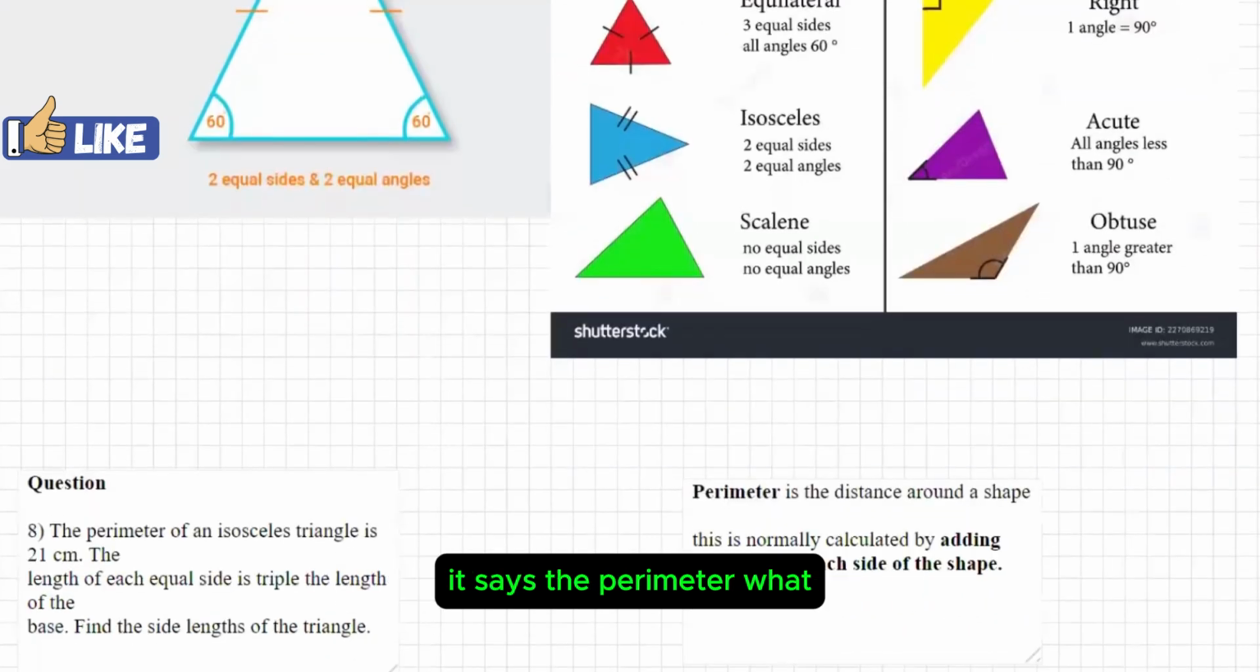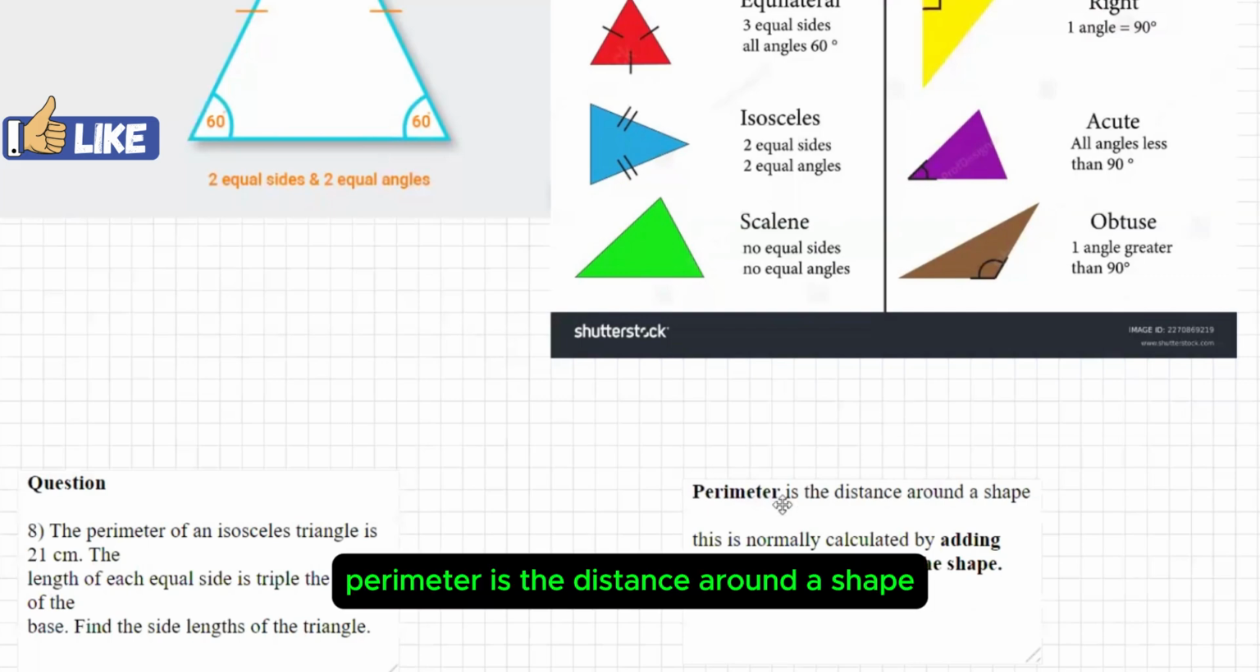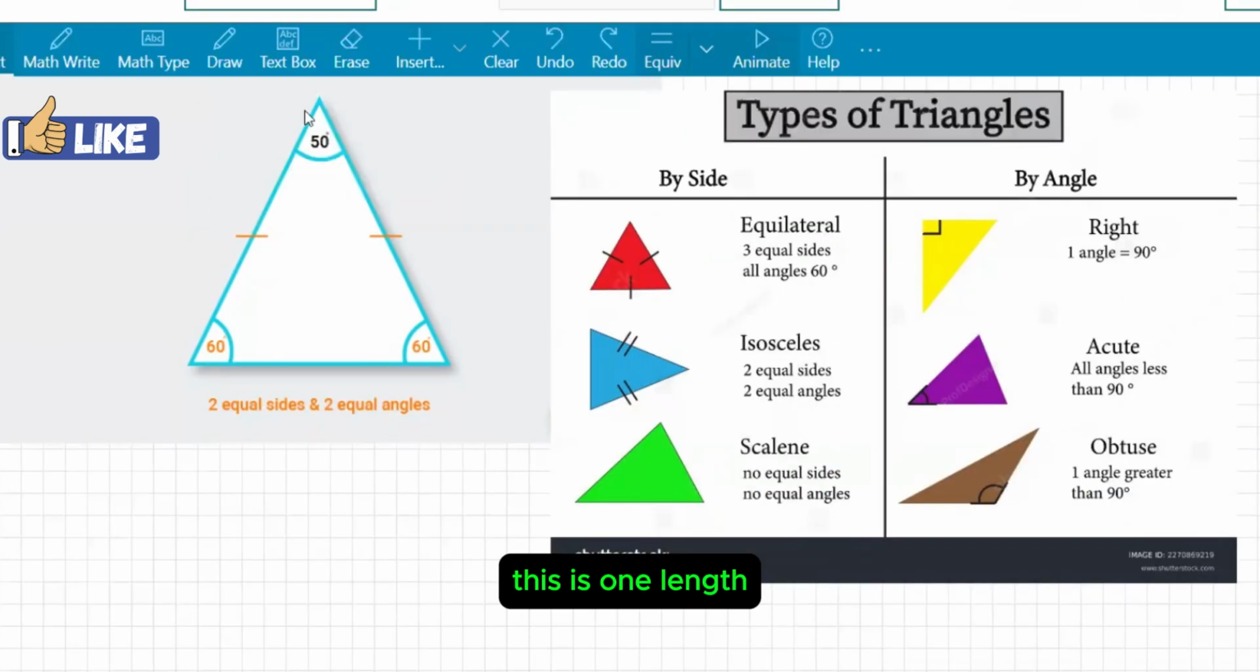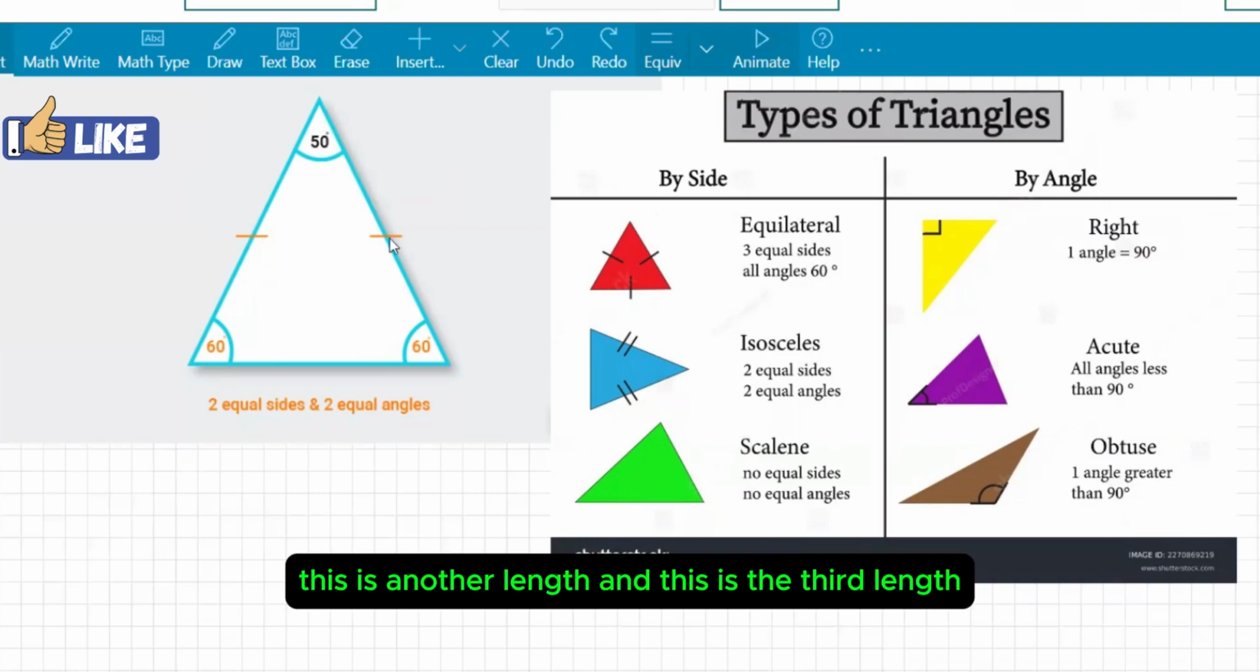Second thing, it says the perimeter. What is perimeter? Perimeter is the distance around a shape. And this is normally calculated by adding the length of each side of the shape. So back to the triangle. You can look over this side. This is one length. This is another length. And this is the third length.